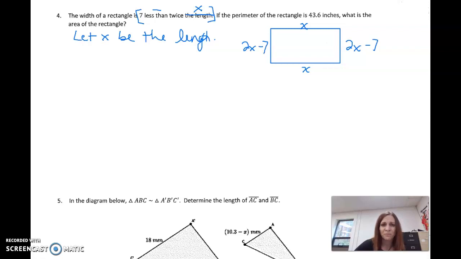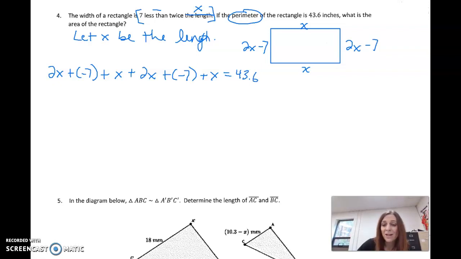Okay, so identifying our variable, drawing a picture is really helpful. Now when we talk about perimeter, we're talking about the distance around the outside. So if I add all of these up, it has to equal 43.6. So I'm just going to add them up. 2x, instead of saying minus 7, I'm going to say plus a negative 7, plus my x, plus 2x minus 7, or plus a negative 7, plus my x, has to equal 43.6.